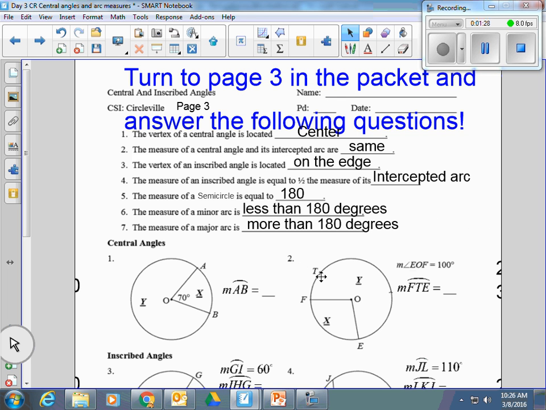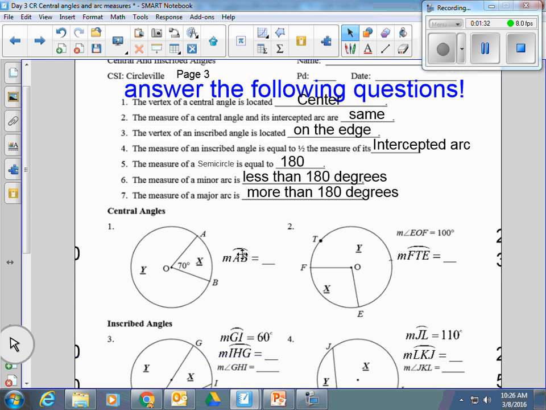Okay, did you already have time to do number 1 and number 2? Okay. What do you think the measure of arc AB is? That question was number 6 again. Number 6 is less than 180. 70. 70 degrees. How many of you had 70 degrees? Good.